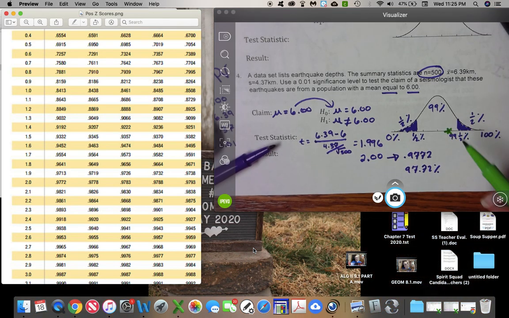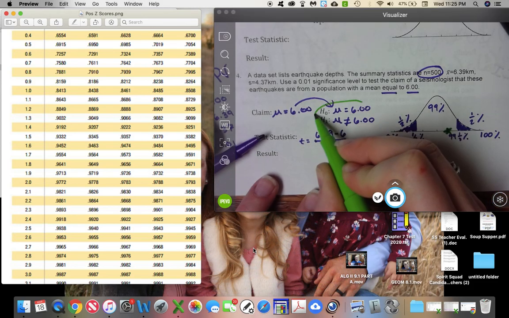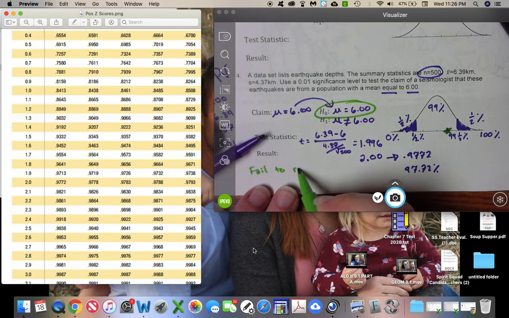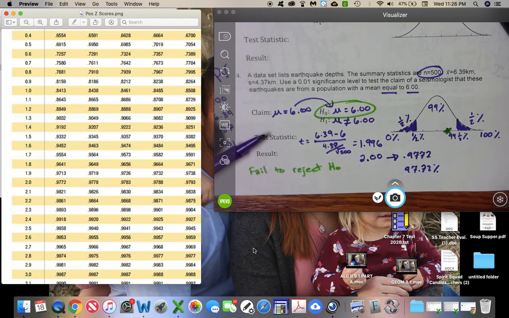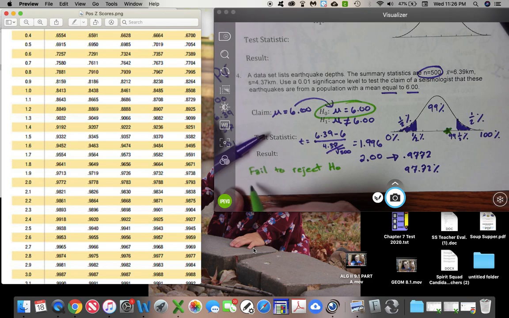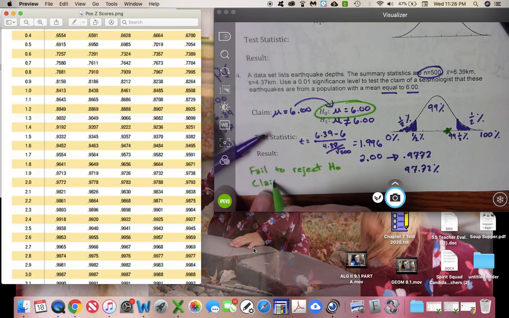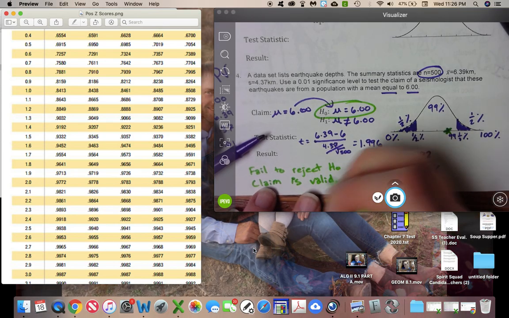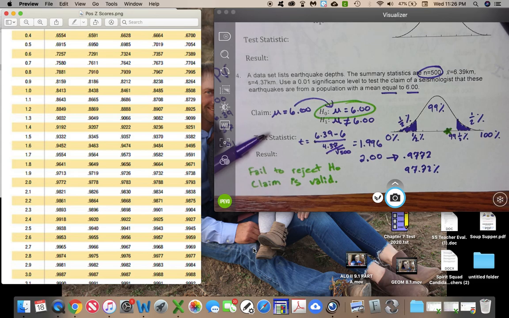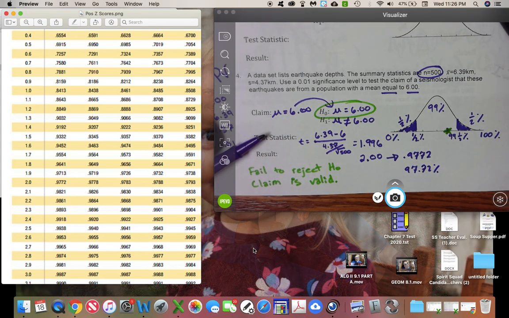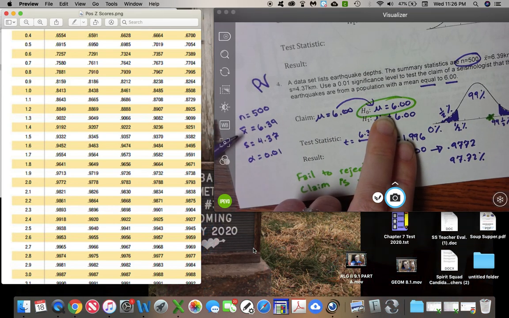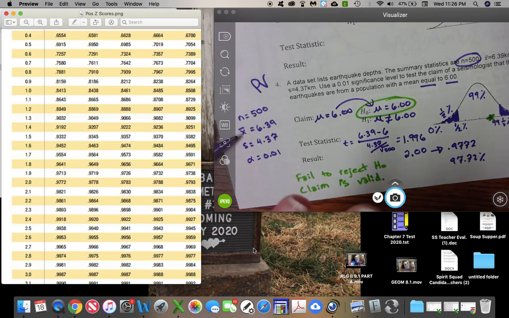So if I get this as a result, what does that mean? That means that we are failing to reject. We fail to reject the null hypothesis, which means we're saying the null hypothesis is okay. And what does that mean about the claim? The claim is valid, since we're failing to reject. So even though we got 6.39 as our average, we're saying that's close enough to 6 to be all right. So that's what the p-value method looks like.